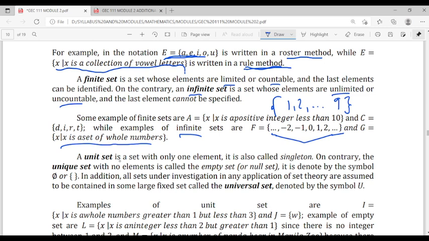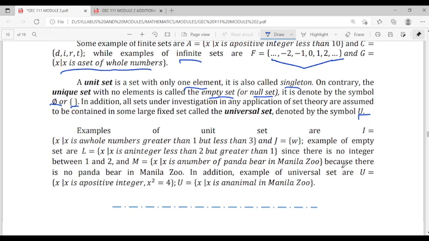A unit set contains only one element, or what is called a singleton. The unique set with no element is called the empty set or null set. In symbol, we have this, or this, for the empty set or null set. The universal set is a large set denoted by U. It contains all the elements of the entire set.